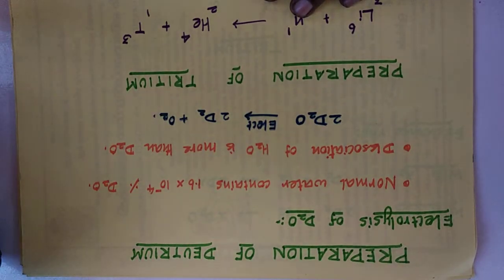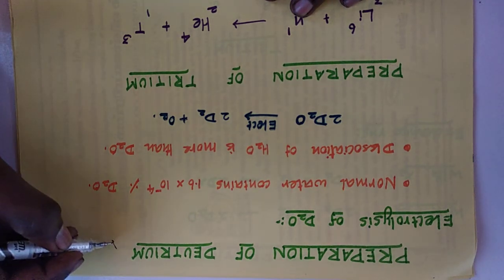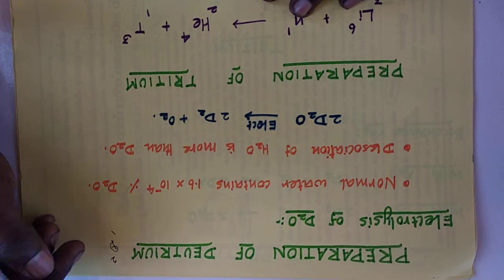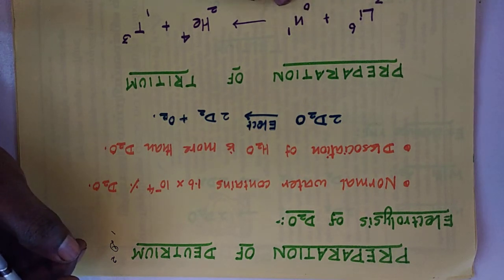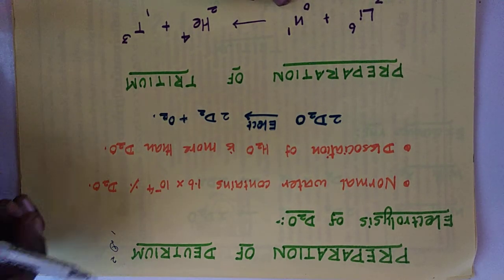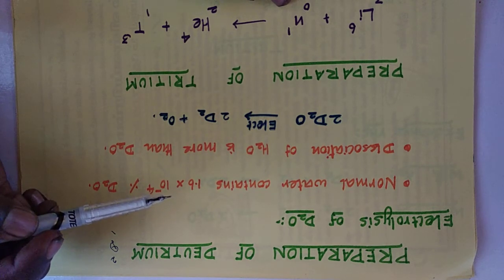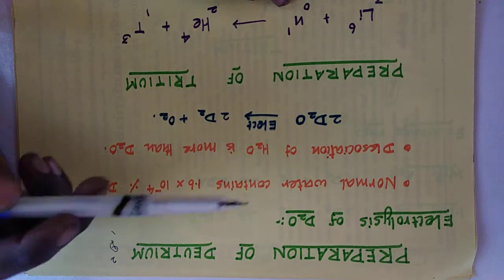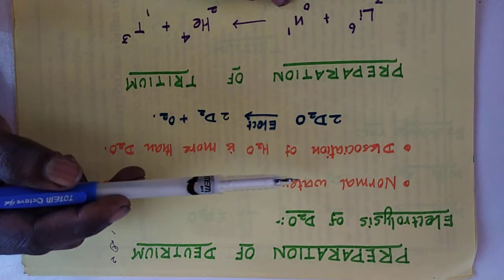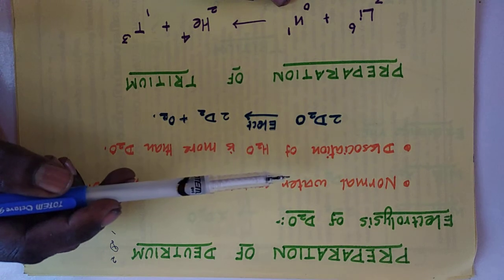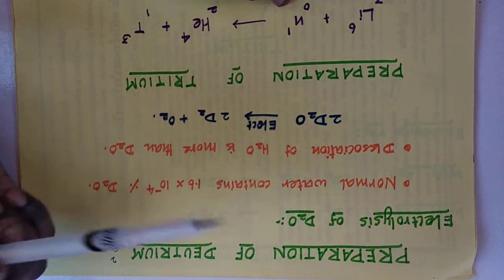Now we can see the preparation of deuterium and tritium. Deuterium, the formula we know, is D2. Only one method is given, that is electrolysis of heavy water. Water, we know, is H2O. In water, if deuterium is present instead of hydrogen, it is called heavy water. So by electrolysing D2O, we will get D2 alone.